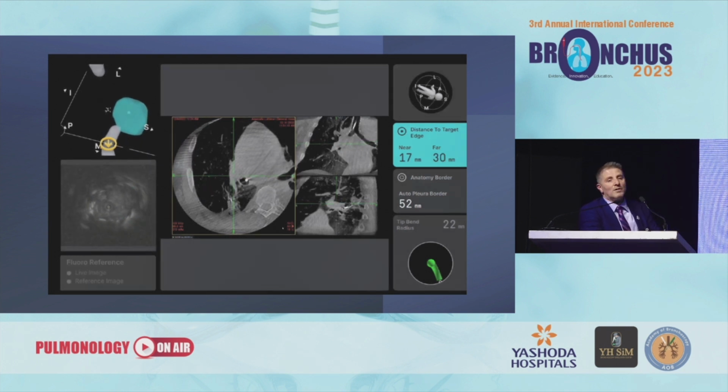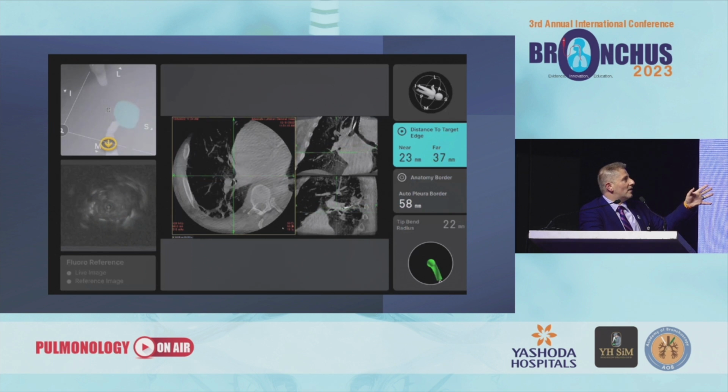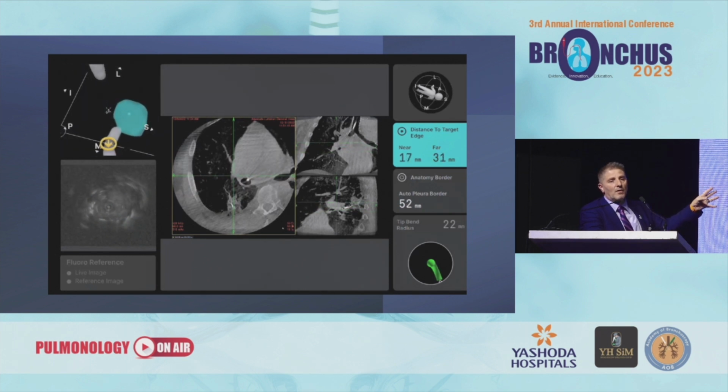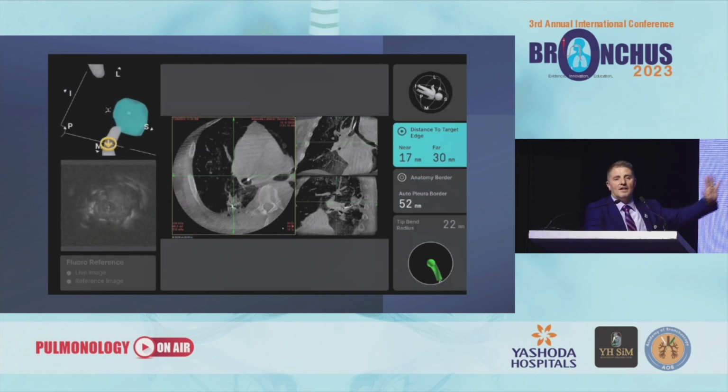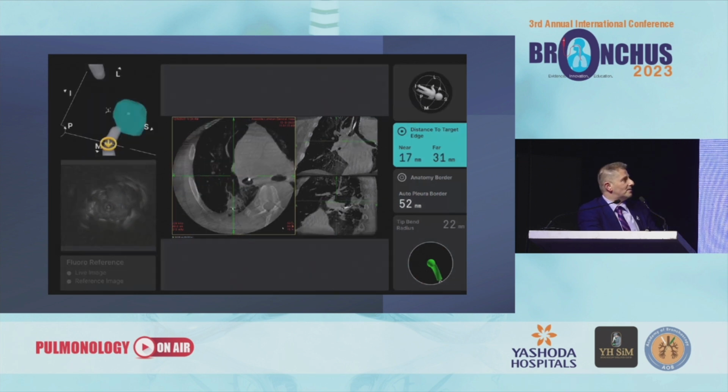So that is where the importance comes in. Even if you have real-time imaging, and this time we have the O-arm, in this situation it is very hard to localize your nodule, and we have to put the CAT scan next to this image and make an assumption of where the nodule is to get to it.